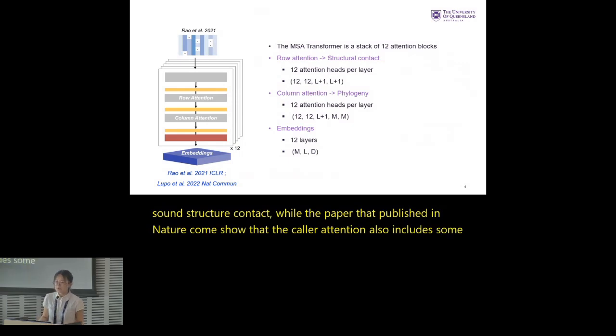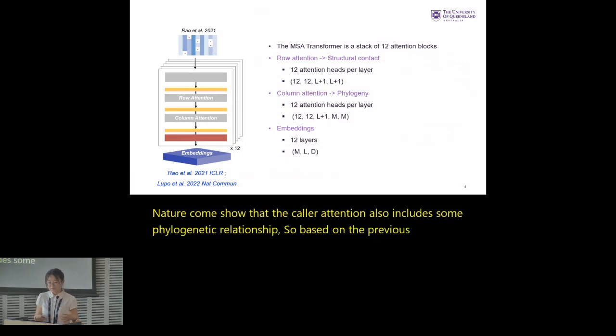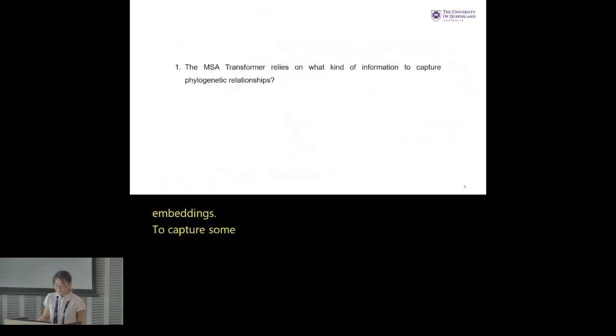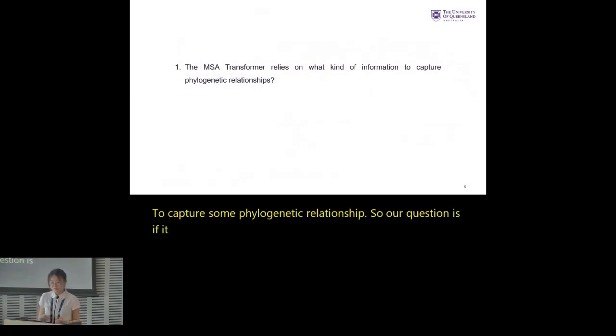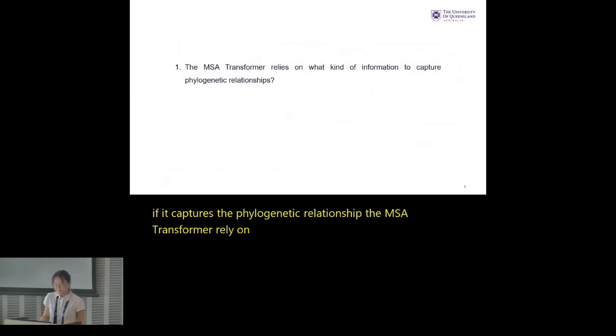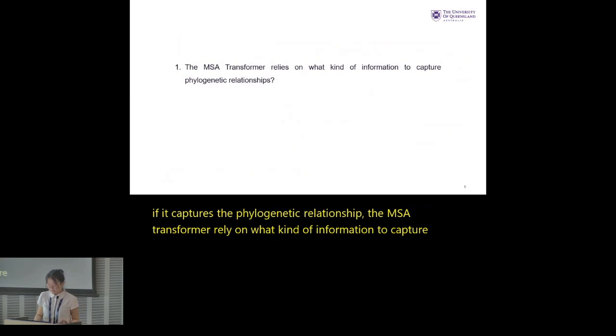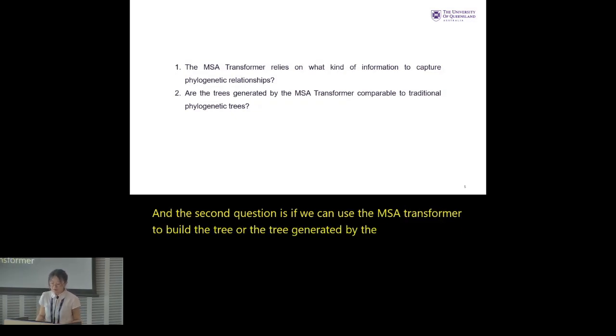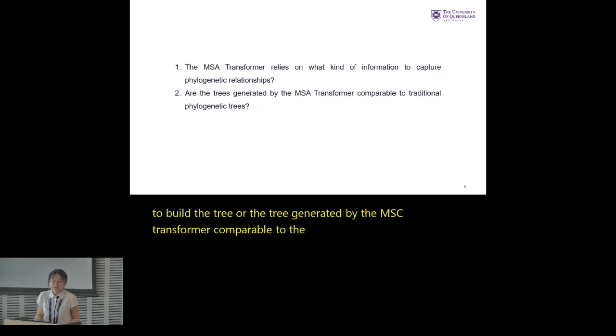So based on the previous research, we want to dig more into how the attention or the embeddings capture some phylogenetic relationship. Our first question is, if it captures the phylogenetic relationship, what kind of information does the MSA transformer rely on to capture it? And the second question is, if we can use the MSA transformer to build the tree, are the trees generated by the MSA transformer comparable to the traditional phylogenetic trees?